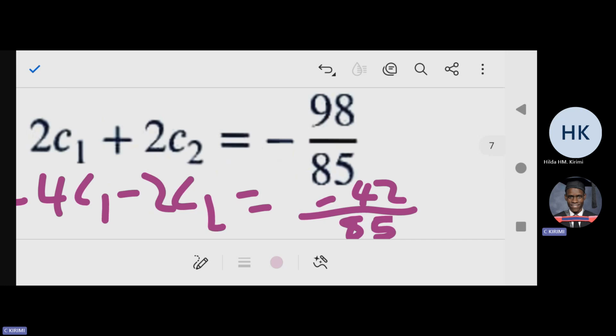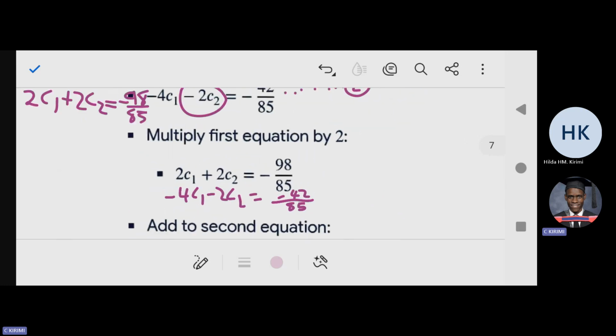So once we have subtracted these two equations, we want to get rid of C2. What are we going to do? We are going to add the second equation. The rule is saying add the second equation, which means equation 1 to the second one. We are adding now. When you add minus 2C2 plus minus C2, what do you get?